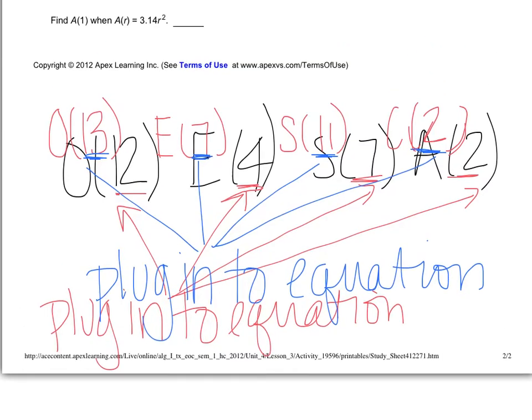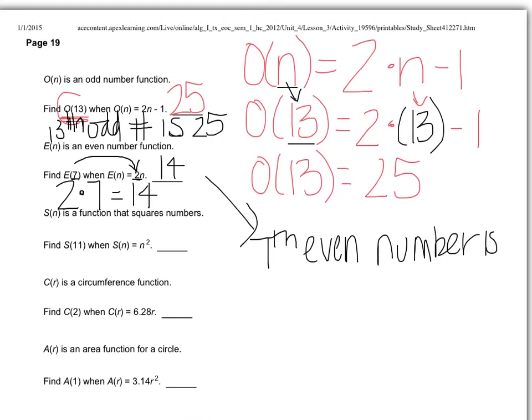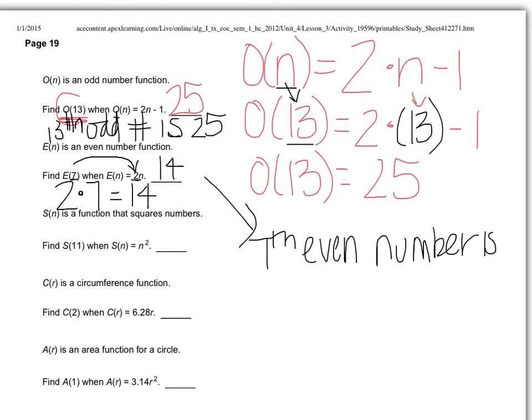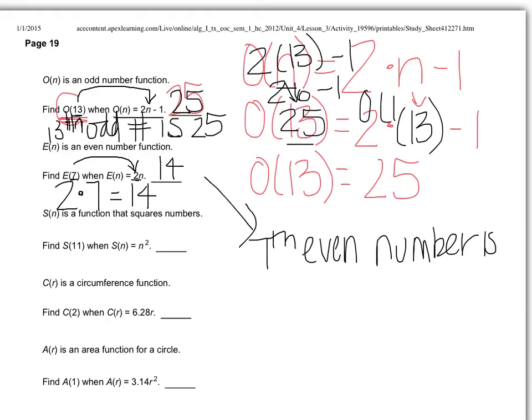So going back to this first problem they gave us, this function, O of n equals 2 times n minus 1. They ask us for O of 13. That means they want us to take 13 and put it in for n. So we're going to write 2 times 13 minus 1, and we're going to see what it gives us. Well, 2 times 13 is 26. 26 minus 1 is 25. So the answer to this problem is 25. Or we could say that O of 13 equals 25. And that would be our answer.